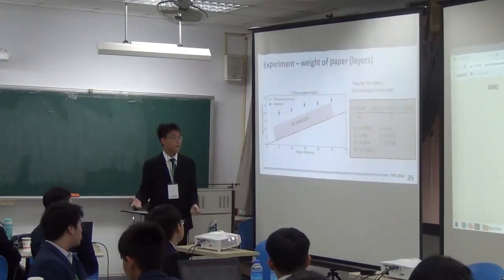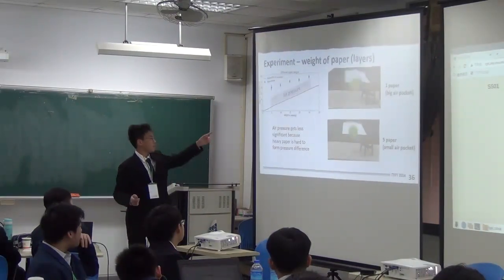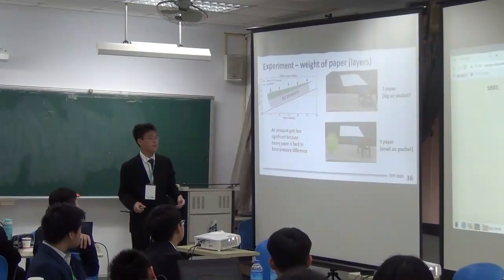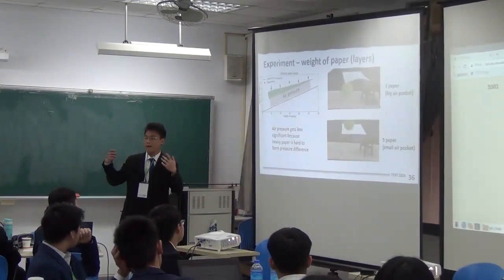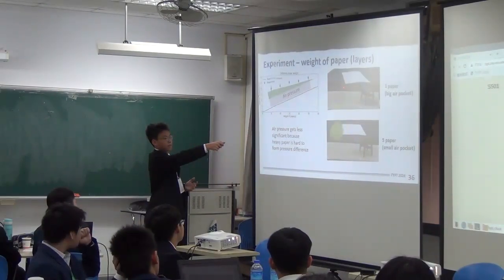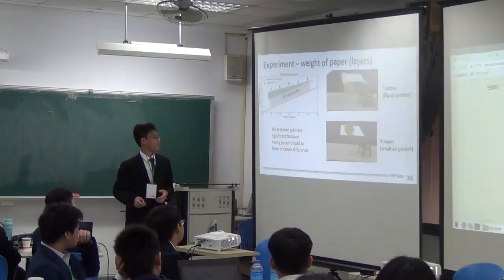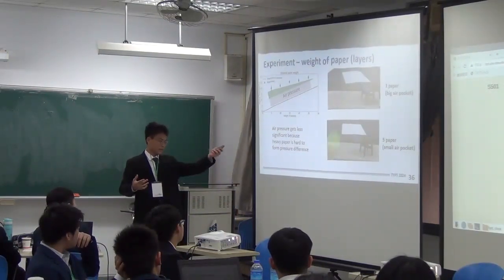And then the heavier the paper, the more torque it can hold. The reason, as you can see, is that the air pressure gets less and less as the weight of paper increases, because when there's more weight on the paper, it will be harder for it to form an air pocket. So as you can see, this is a very big air pocket, while this one has barely any air pocket. So air pressure gets less significant because it's hard to form air pressure in this situation.